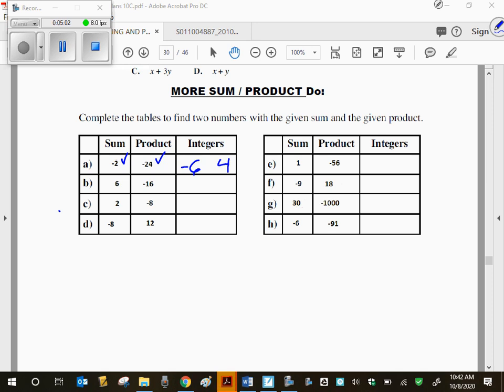Okay, negative 16, that's 8 and 2. One's negative, one's positive. If the sum is positive, the big number is positive, so the 8's positive, which means the other one is negative. Check.